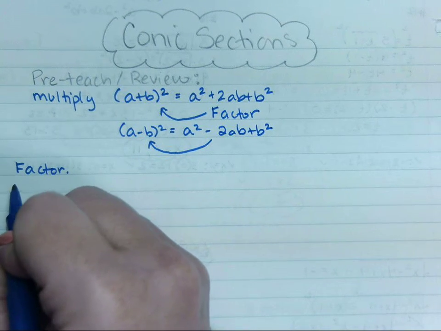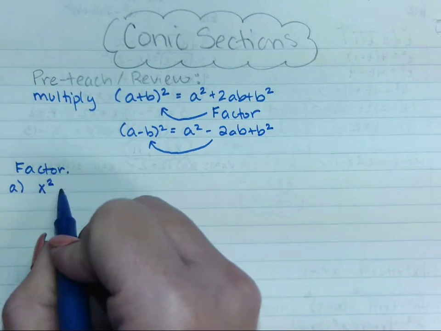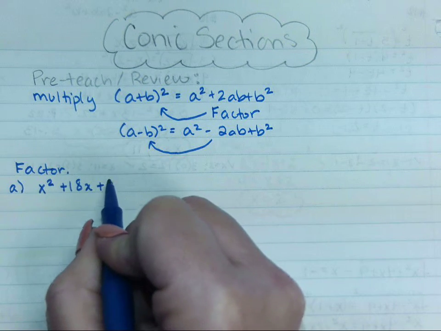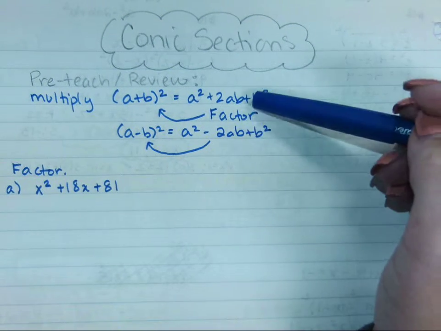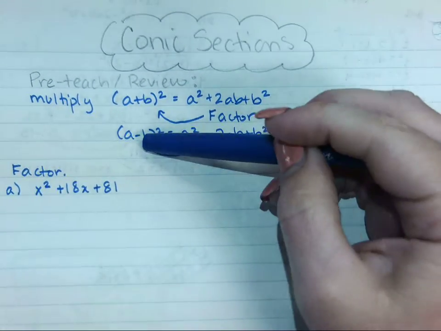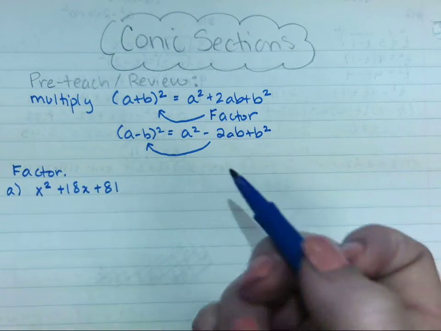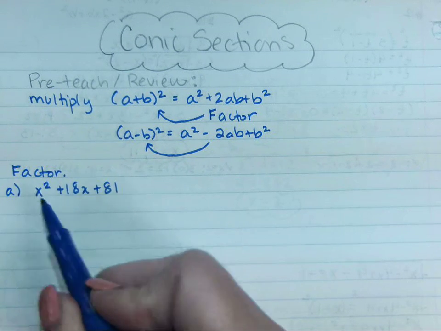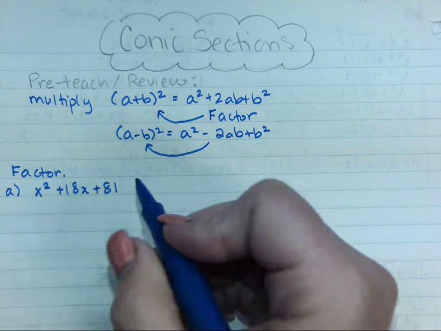So your factoring that we've been doing would be something like x squared plus 18x plus 81. And so I want to be able to take this trinomial, which looks like one of these two, and rewrite it as a binomial square. So the easiest thing to do is just to make sure it matches the rule. First one is squared, last one is squared, and so you're just checking to see if this is going to be 2 times the middle.